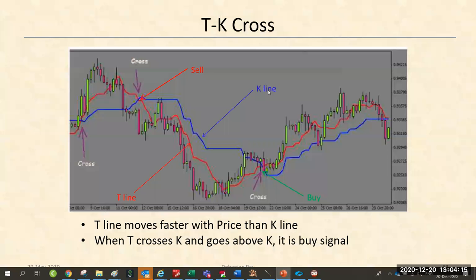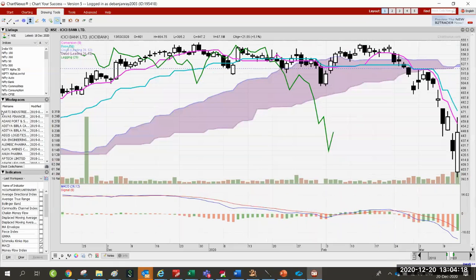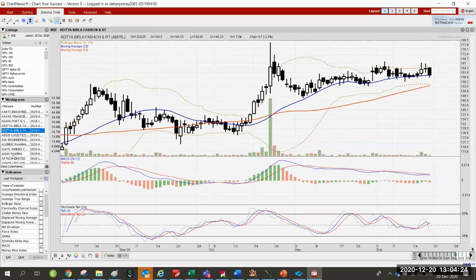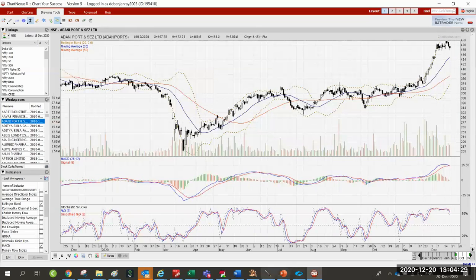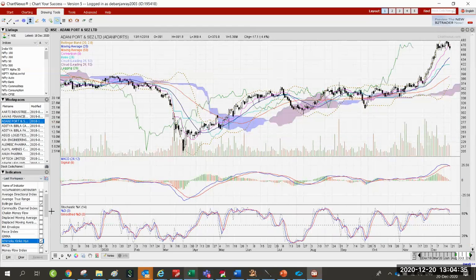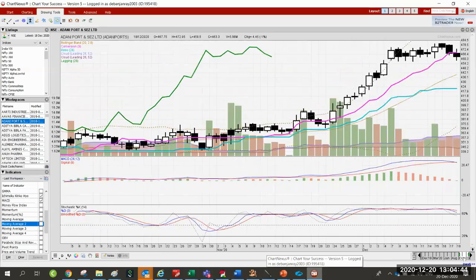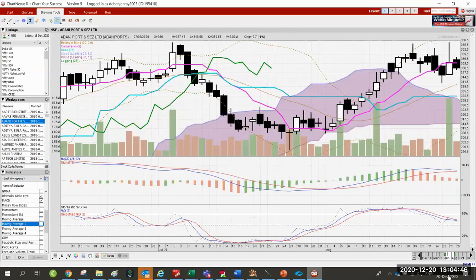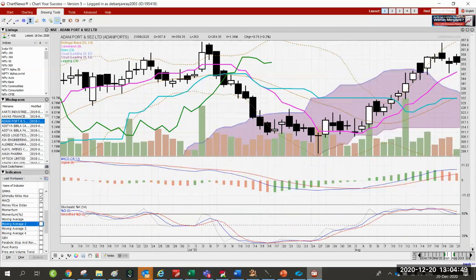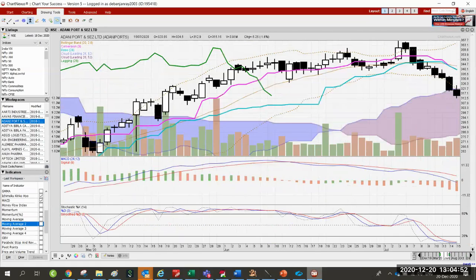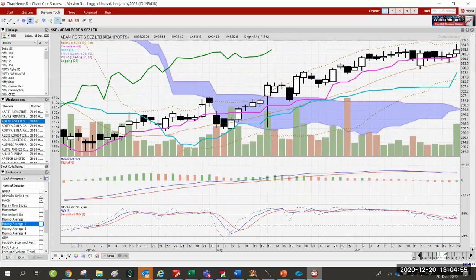You can test this with some other examples. Let's go to another one. Other reports. And we will see that here this thing is there. Now let's move to the Ichimoku. You see this portion of the chart.